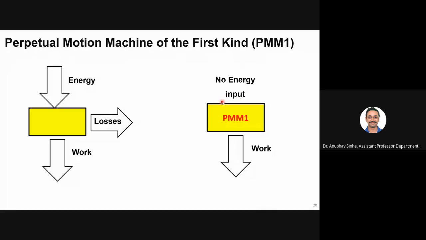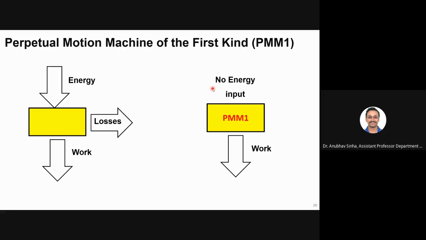Basically, if you look at the historical development of the first law, there were claims of many engines or many devices which could move perpetually. Once you start the motion, it will keep on moving. So that's why they named it perpetual motion machine. Initially, a lot of engineers or scientists claimed to have designed this device.